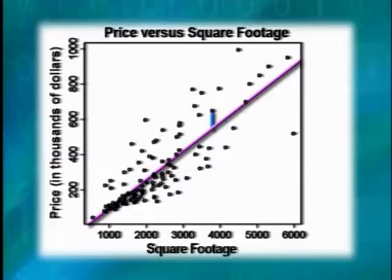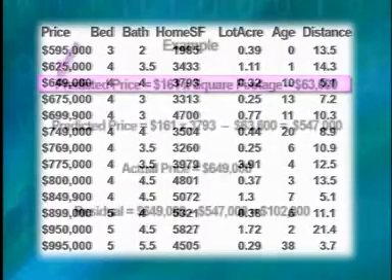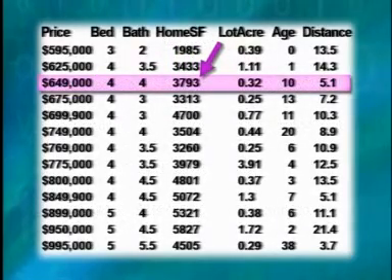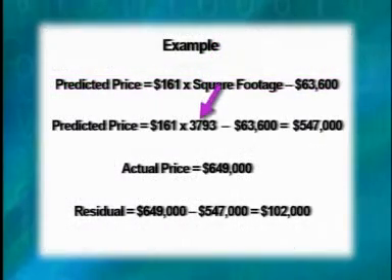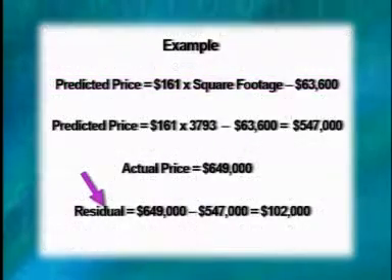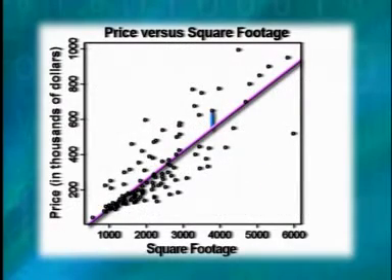So let's give a particular example. If we look at this house whose value is $649,000, if we compute its predicted value given its square footage, you see its square footage is 3,793. It's a big house. We can put 3,793 into our predictive formula and do the computation and get that the predicted value is $547,000. Now, in this case, we know that the actual selling price here was $649,000. So the residual is the difference between the actual selling price and the predicted selling price, so it's $102,000. And we can see this visually on our graph that the length of this vertical line corresponds to a difference of $102,000.